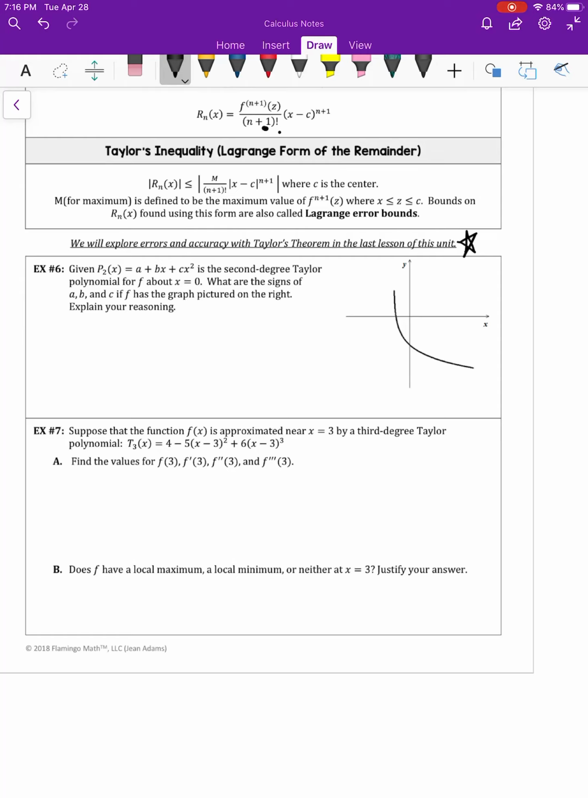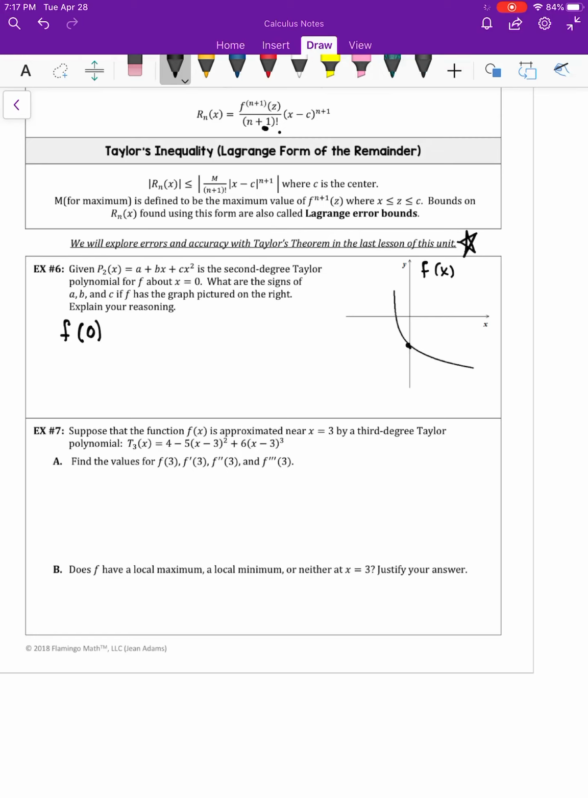So example number 6, given the second degree Taylor polynomial is a plus bx plus cx squared, is the second degree Taylor polynomial for f about x equals 0. What are the signs of a, b, and c if f has the graph pictured on the right, and explain your reasoning? So what I want to think about is, this is my original function. And if I think of this as f, that's our f of x.